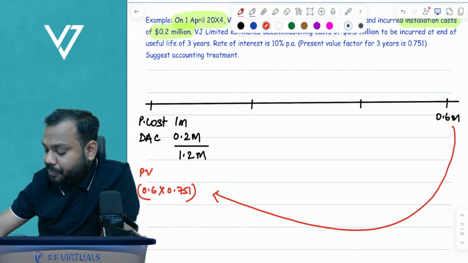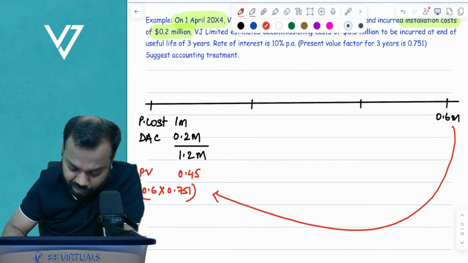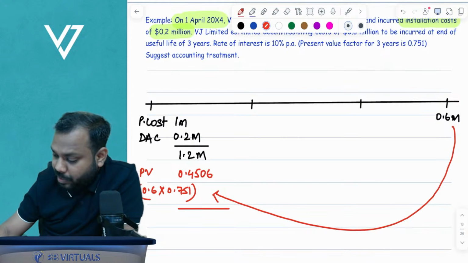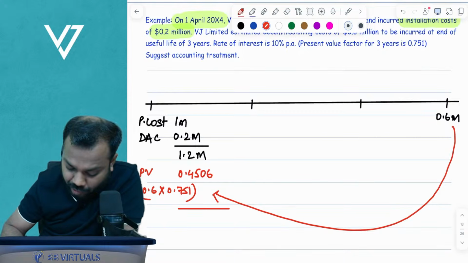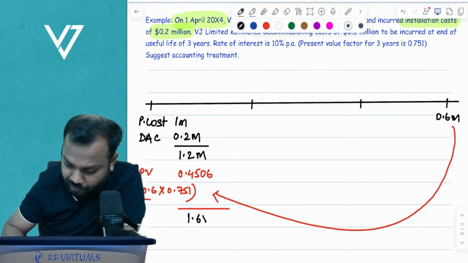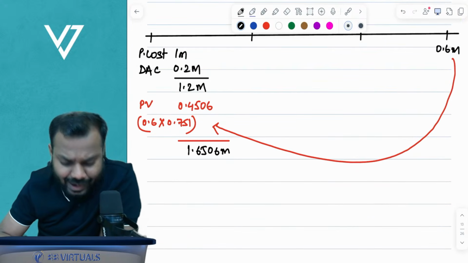What is the amount? 0.6 into 0.751 comes to 0.4506. So what is the total? Plus 1.2, which becomes 1.6506 million. Now the story doesn't end here.